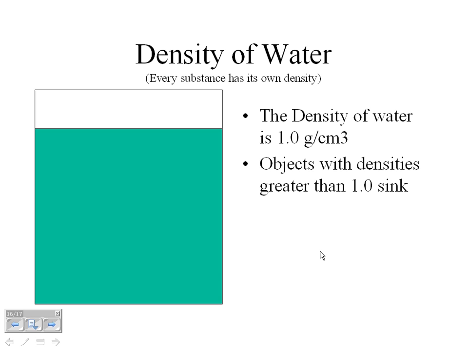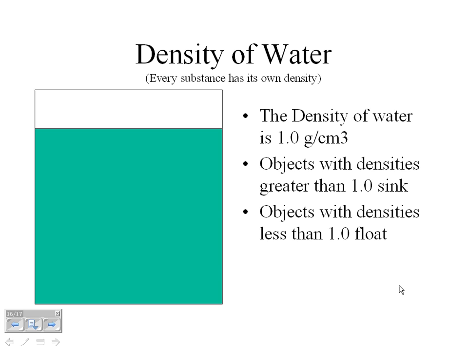And objects that have densities greater than 1 will sink. So like a 1.1 or 1.9, 2.9, 16.8, any number larger than 1 is going to sink when you place it in the water. And that means sink all the way to the bottom. Now, some might sink quickly and some might sink slowly, but they will eventually all sink to the bottom with this density larger than 1.